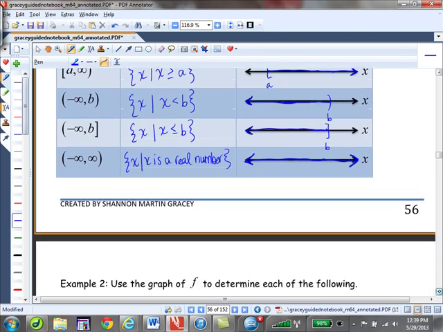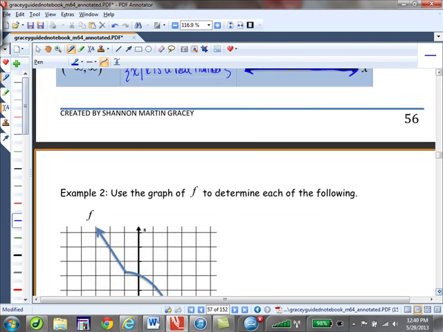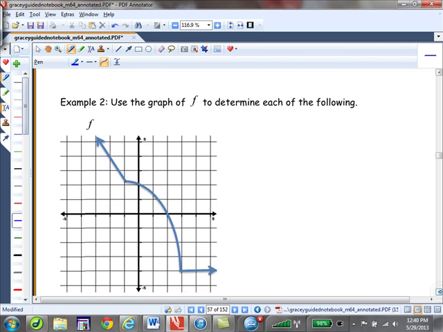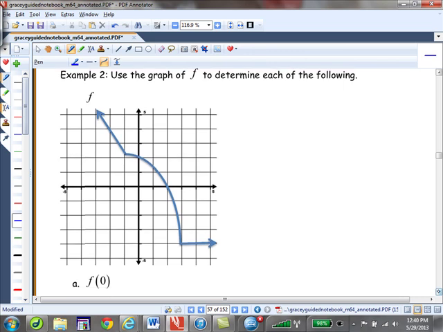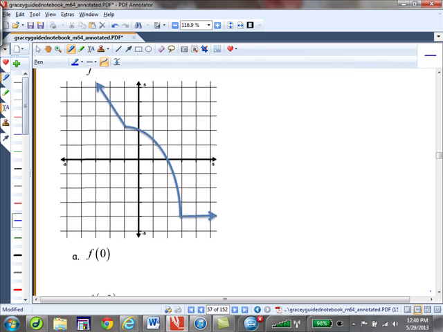Alrighty, so here we go. In this example, we want to use the graph of f to determine each of the following. So first off, we want to find f evaluated at 0, right? So what we need to find is the y value that corresponds to an x value of 0.